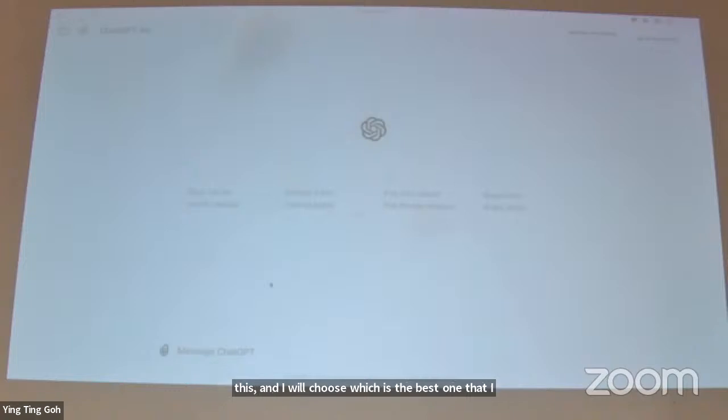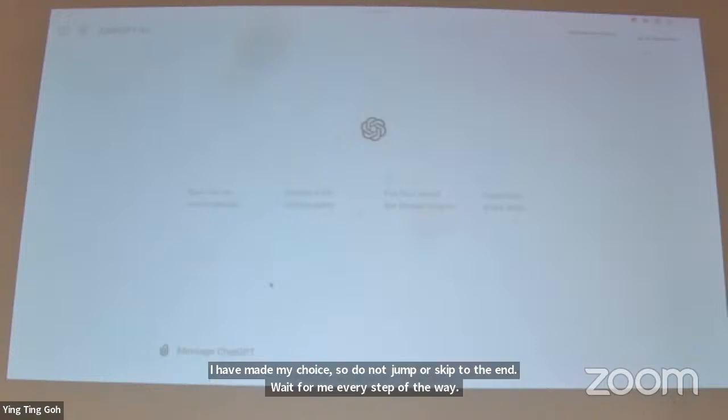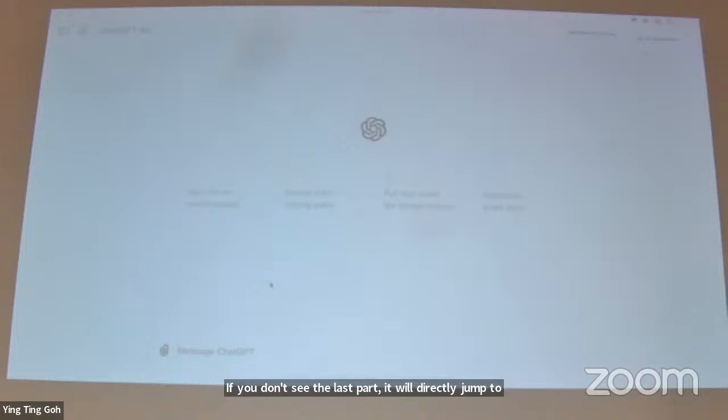You will not go ahead without me saying, yes, I'm ready to go ahead and I have made my choice. So do not jump or skip to the end output. Wait for me every step of the way. If you don't say that last part, it will directly jump to the end output. So every time you give it a prompt, it will try to go to the end.